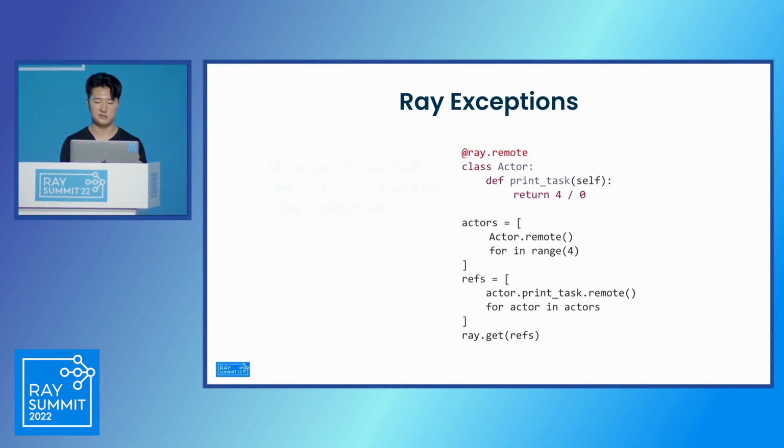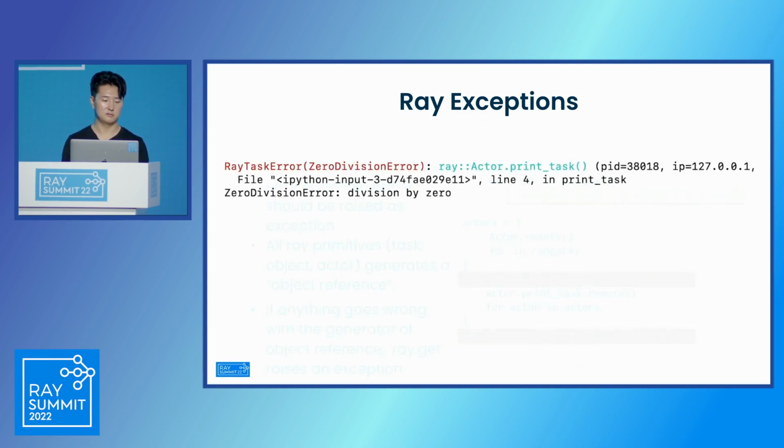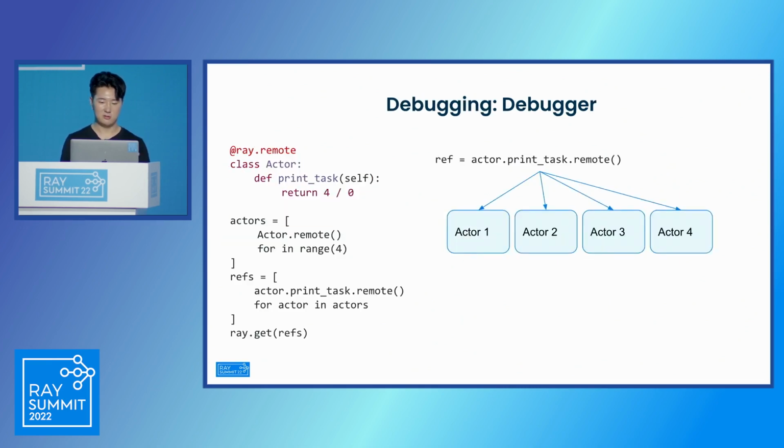All the Ray primitives, like a task, object, and actor, generate an object reference like this. And whenever anything goes wrong, the error is recorded by the generator of the object reference. So for example, with an actor, whenever the actor goes wrong, like there's an application failure or the actor is all of a sudden killed, all of this information is automatically written to the reference. And when you call ray.get, it's going to throw an exception for you. So this is an example. You can see the exception. And whenever there's a system failure, you can see something like this. I think many of you already know this error message. And now the error is surfaced.